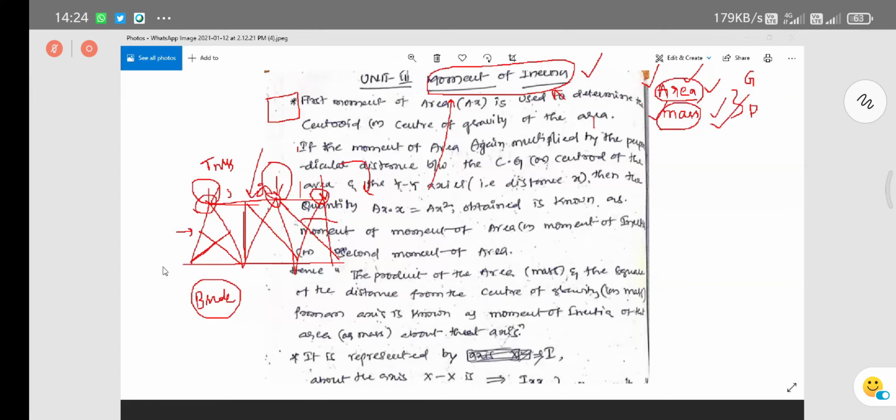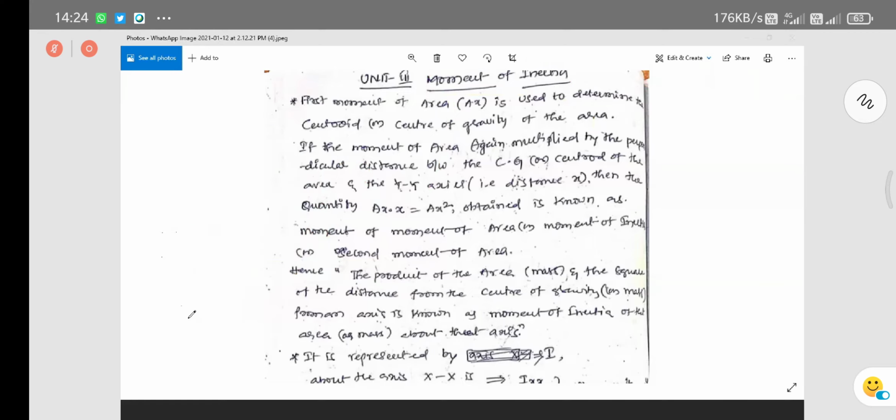Basically, you will see here, when we go for discussing the centroid, what are the centroid location methods we have used? We have used two methods.